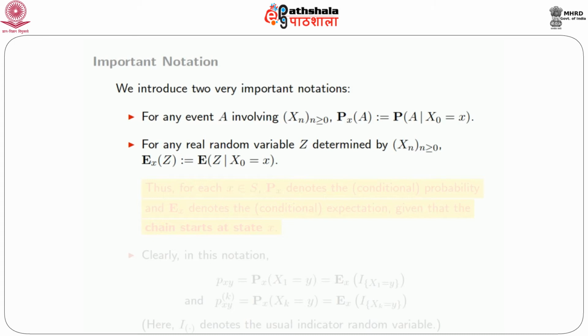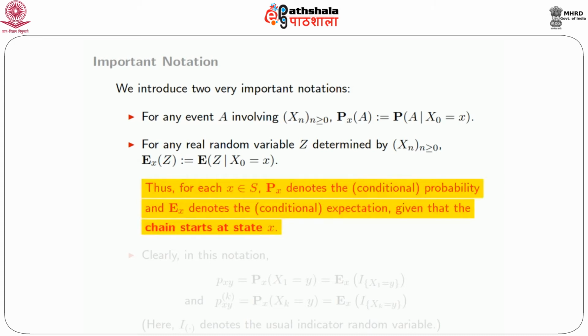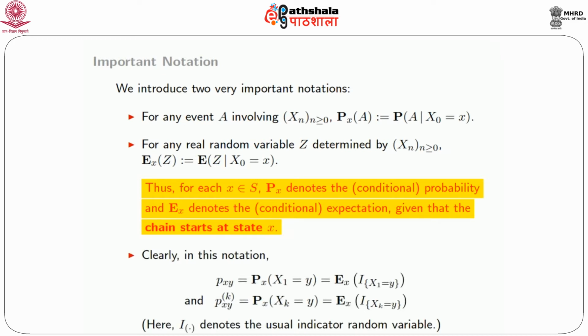So essentially, this is what is explained here. For each x in the state space S, Px denotes the conditional probability and Ex denotes the conditional expectation given that the chain starts at state x. So these are very handy notations for this conditional probability. Now clearly with this notation, what we call Pxy can be easily written as P sub x of X1 equal to y. Also, of course, the probability of an event, conditional or unconditional, is the same as the expectation of the indicator of that event, and that's what is written next. The second one is the analogous one for a random variable.